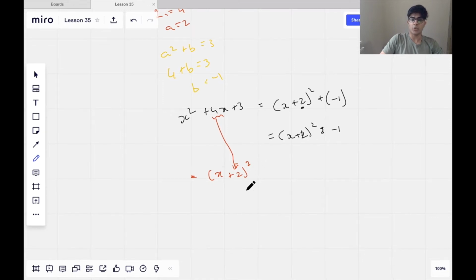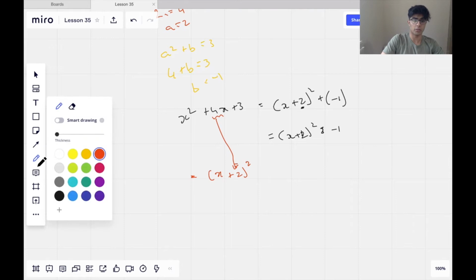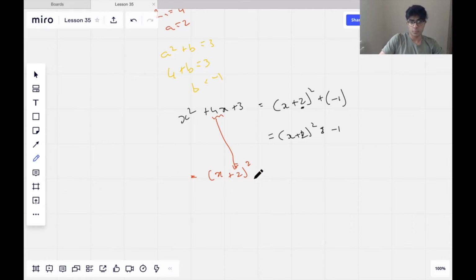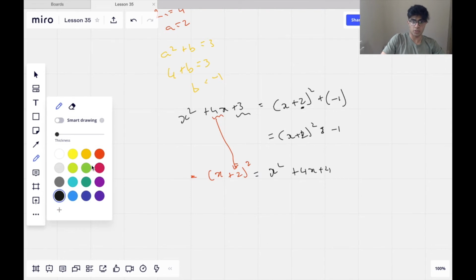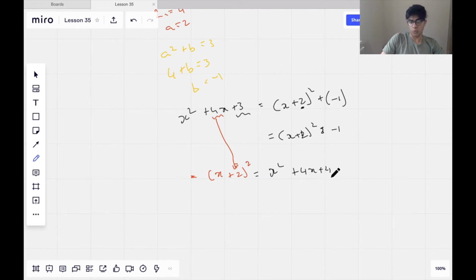Now when you square this out, you're going to get x squared plus 4x plus 4. That comes out to x squared plus 4x plus 4, but we only need a 3. So we have this extra 4, and we can take away 4 from here, but we need to add 3 because that's what we need to end up with.